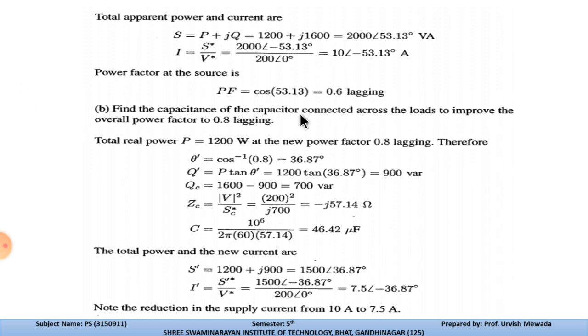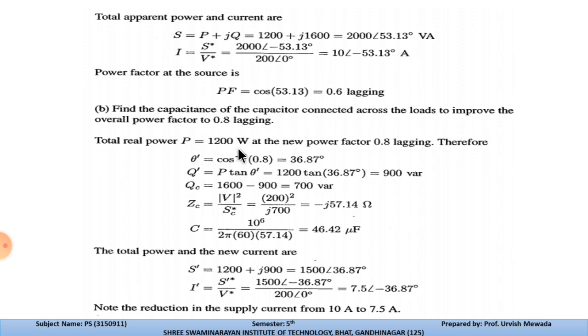Now we need to connect an additional branch to improve the power factor of that circuit. So we need to compensate that VAR to maintain the load to source voltage. Find the capacitance of the capacitor connected across the load to improve the overall power factor to 0.8 lagging. Now we have 0.6, and we need to improve to 0.8 lagging. So for that we need to connect an additional branch of the capacitor.